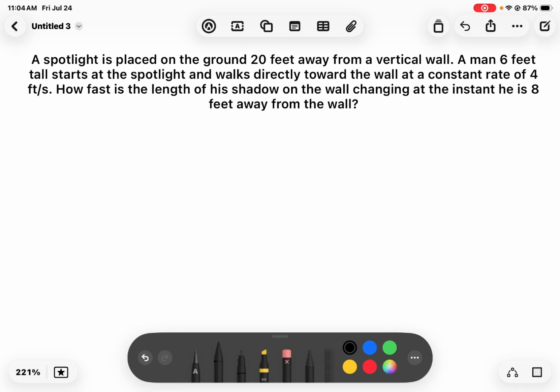All right. A spotlight is placed on the ground 20 feet away from a vertical wall. A man 6 feet tall starts at the spotlight and walks directly toward the wall at a constant rate of 4 feet per second. How fast is the length of his shadow on the wall changing at the instant he is 8 feet away from the wall?